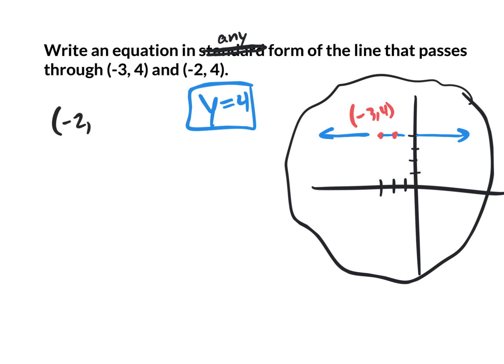Now, what if the 2 points were like -2, 3, and 7, 3? Then what's my line going to be? The 2 y values are the same. So what are you going to write? y equals 3, right? It's that easy.